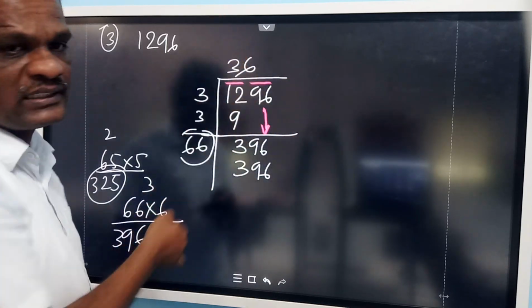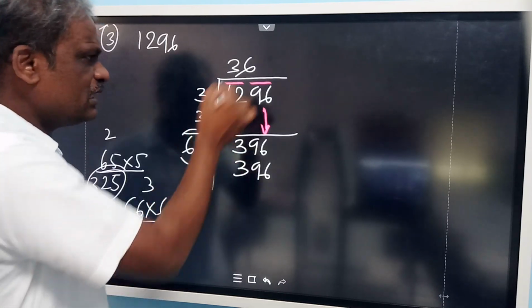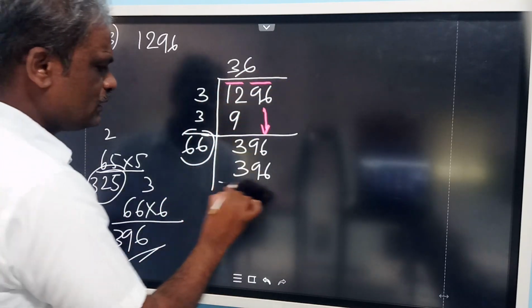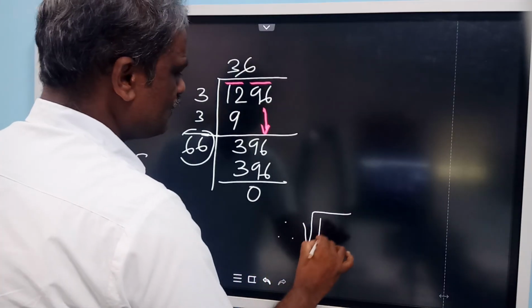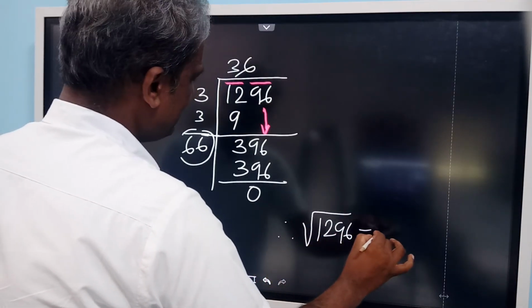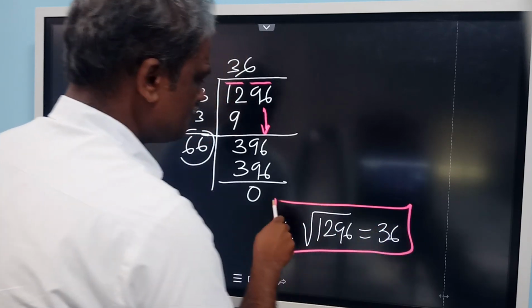Whatever you write here, the same number should be multiplied. The quotient is also the same. If you write 6 here, multiply by 6. If you write 5 here, multiply by 5 only. So now the remainder is 0. Therefore, the square root of 1296 is 36. So this is the square root.